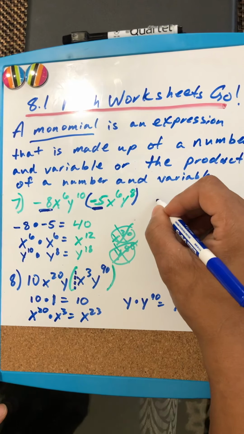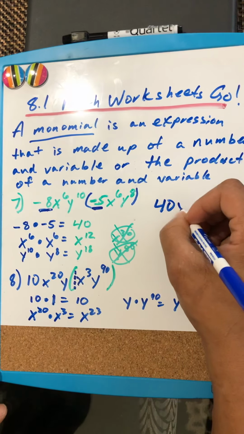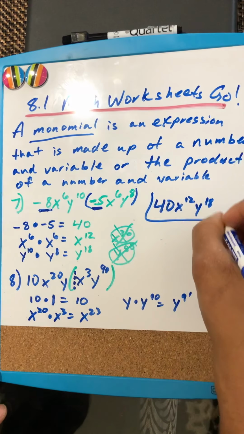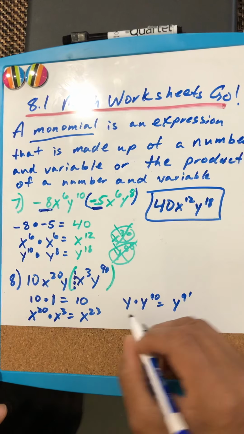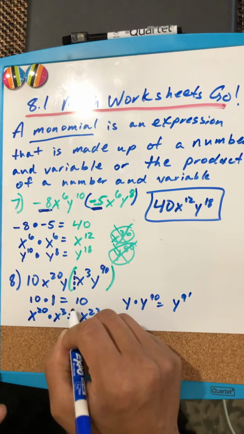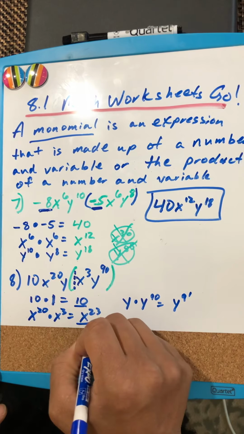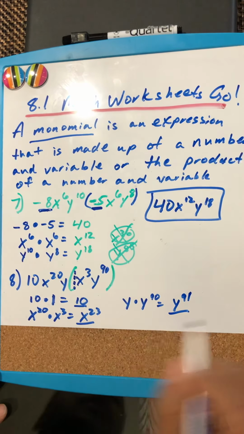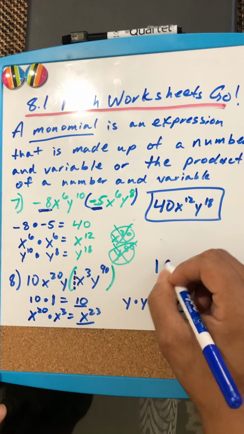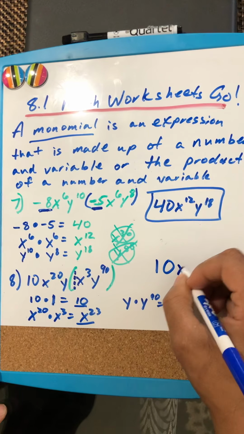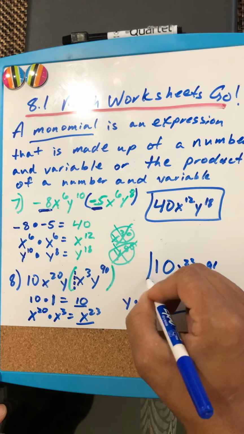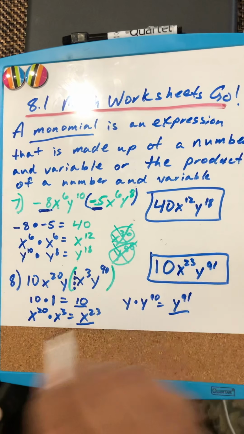So for number 7, my answer was 40, x to the 12, y to the 18, and that's my final answer. And here, my answer, I got 10, I got x to the 23, and I got y to the 91. I just simply put all that stuff together. My final answer is 10, x 23, y to the 91. And that's how you do number 7 and 8.